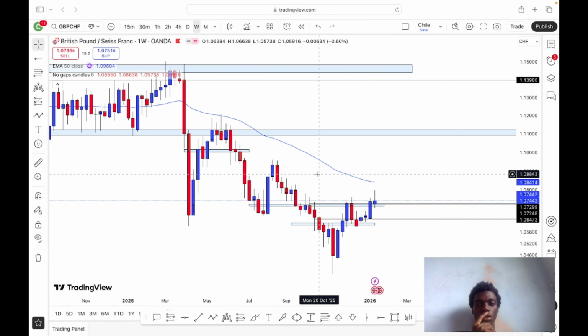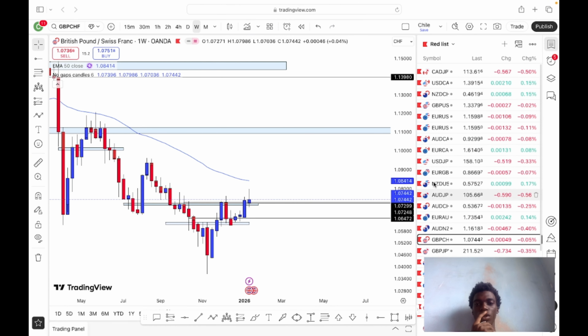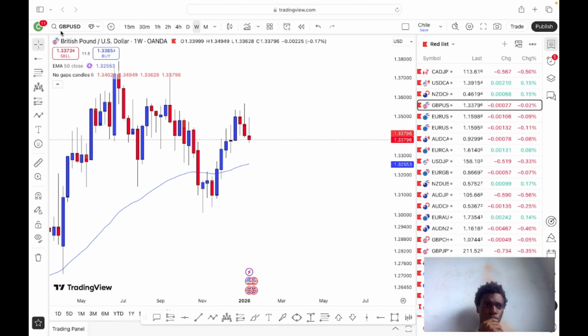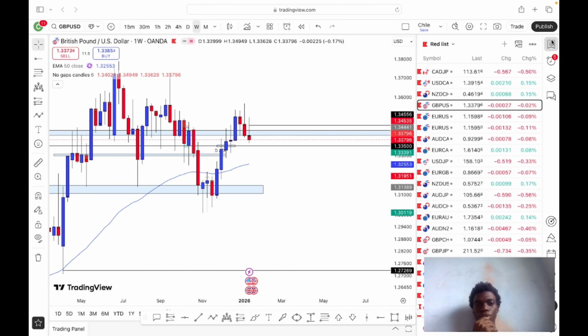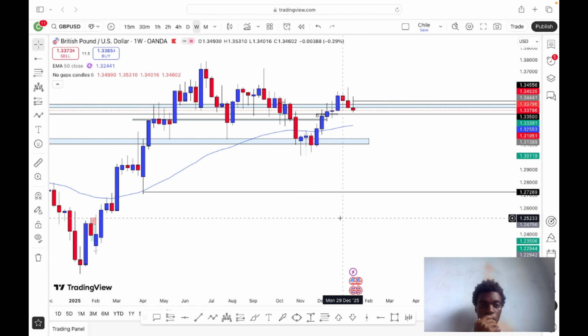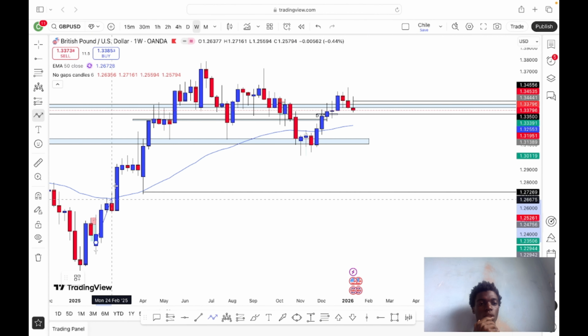So this is, let me look for a random pair. Not this one. Let me just look for a random pair. Okay, let's just pick GBP USD. As you can see, the first thing you have to do is identify the trend. GBP USD right now was trending, going up.